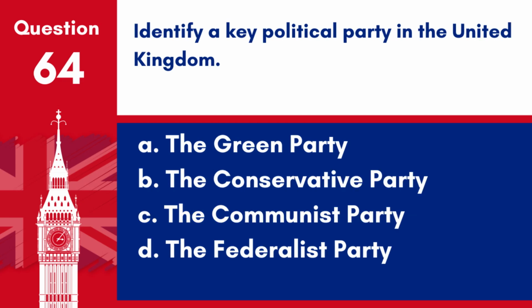Question 64. Identify a key political party in the United Kingdom. A. The Green Party. B. The Conservative Party. C. The Communist Party. D. The Federalist Party. Answer: B. The Conservative Party. The Conservative Party is one of the two major political parties in the United Kingdom, alongside the Labour Party.